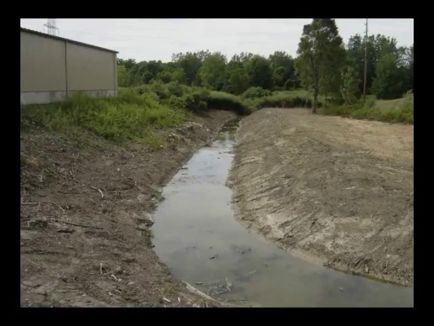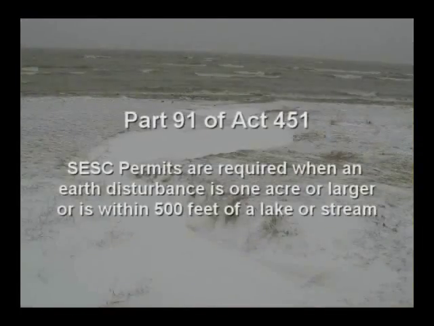The primary goal of Part 91 is to protect adjacent properties and surface waters of the state from sediment generated from unchecked erosion. Part 91 or SESC permits are generally required for any earth change that disturbs 1 or more acres of land or that is within 500 feet of the water's edge of a lake or stream. Permits must be issued to the landowner or easement holder.